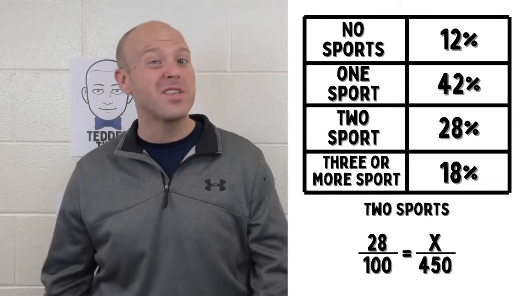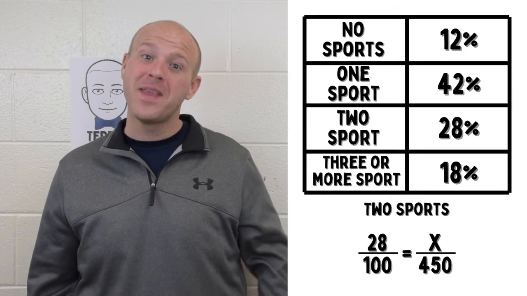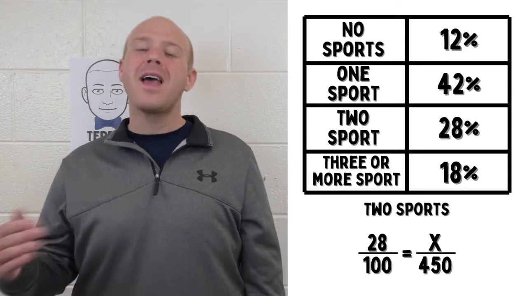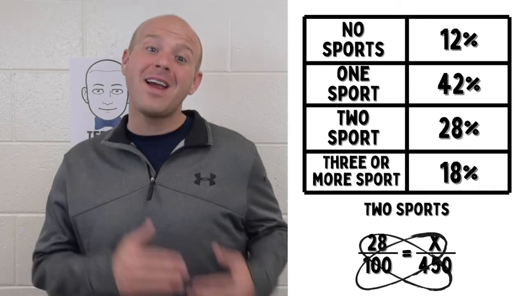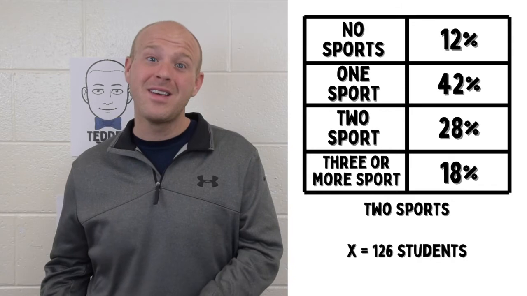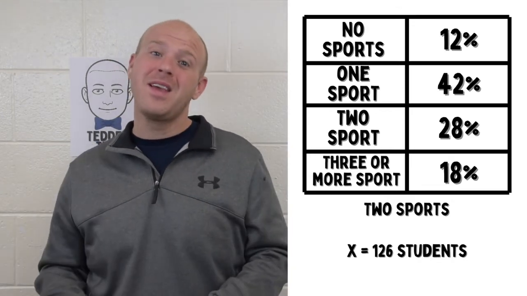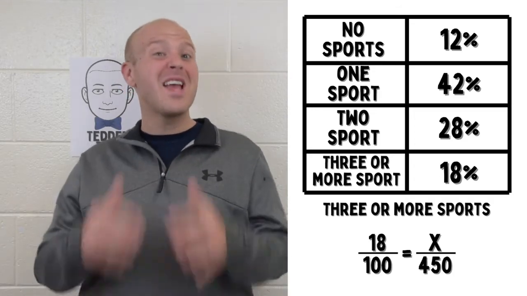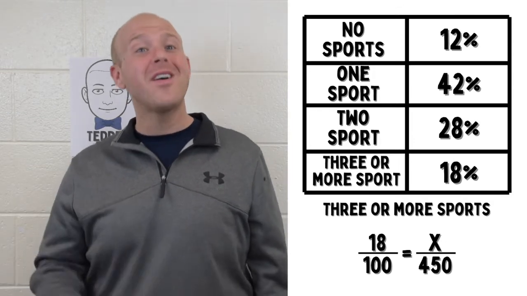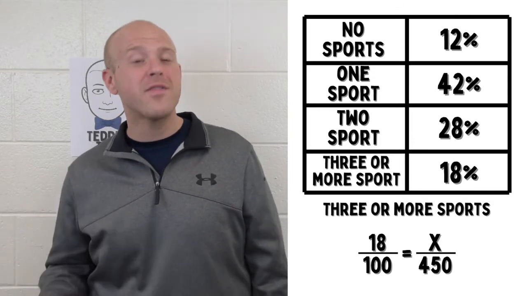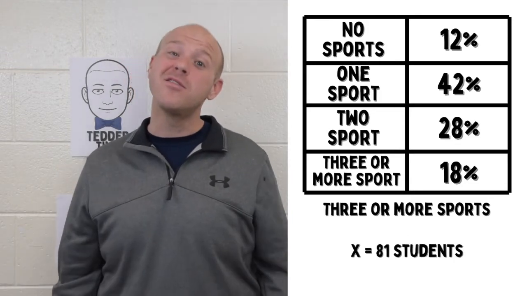All right, so let's look at our two sports. That was 28%. That's our next biggest category. We set it up the same way as the previous two: 28 over 100 equals x over 450. We cross multiply there, and we see that our answer is 126 students. So we had 126 that participated in two sports. And now let's look at our three or more. This was 18%. We do it the same way. It's a percent, so I put it over 100, and I'm trying to find the part over 450. When we cross multiply there and solve, we see that it's 81 students.